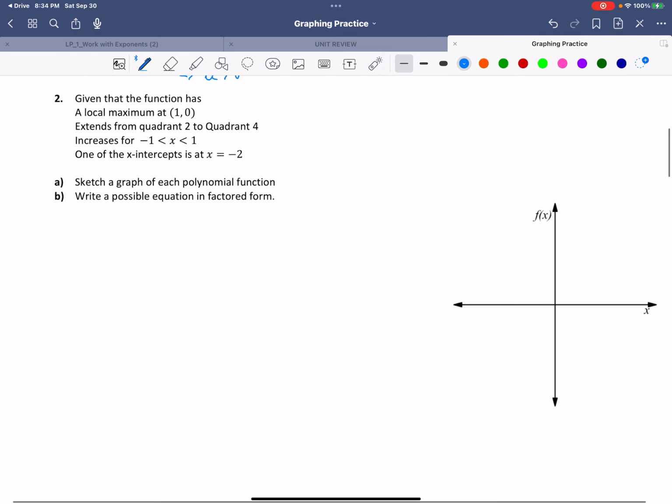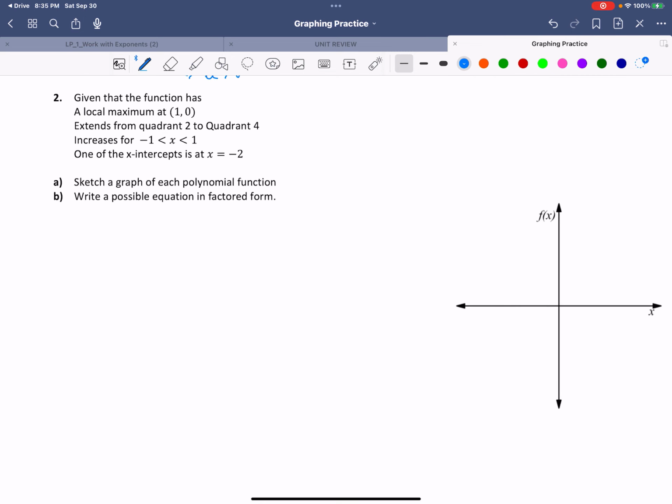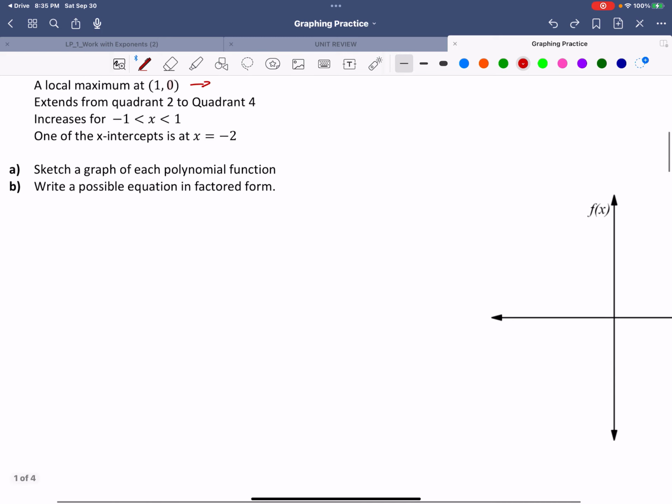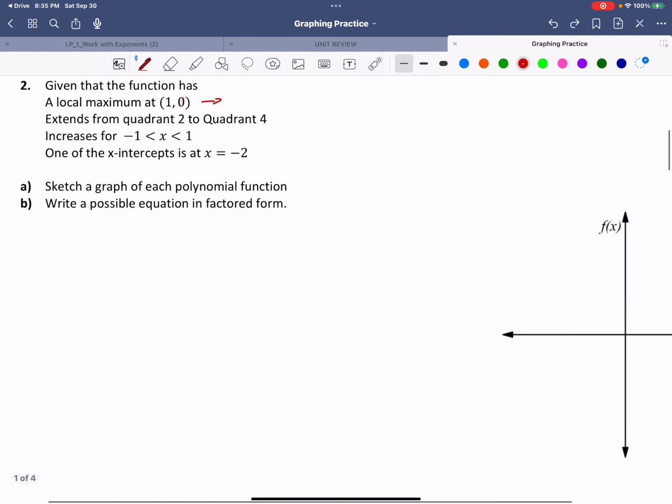So in the next question, we are given a function that has a local maximum at x equals 1, y equals 0. So this would be a point on the graph, but if you look at it more attentively, and always look for points that have one of their coordinates equal to 0, they're not just ordinary points, so think where the y value of a point is 0.